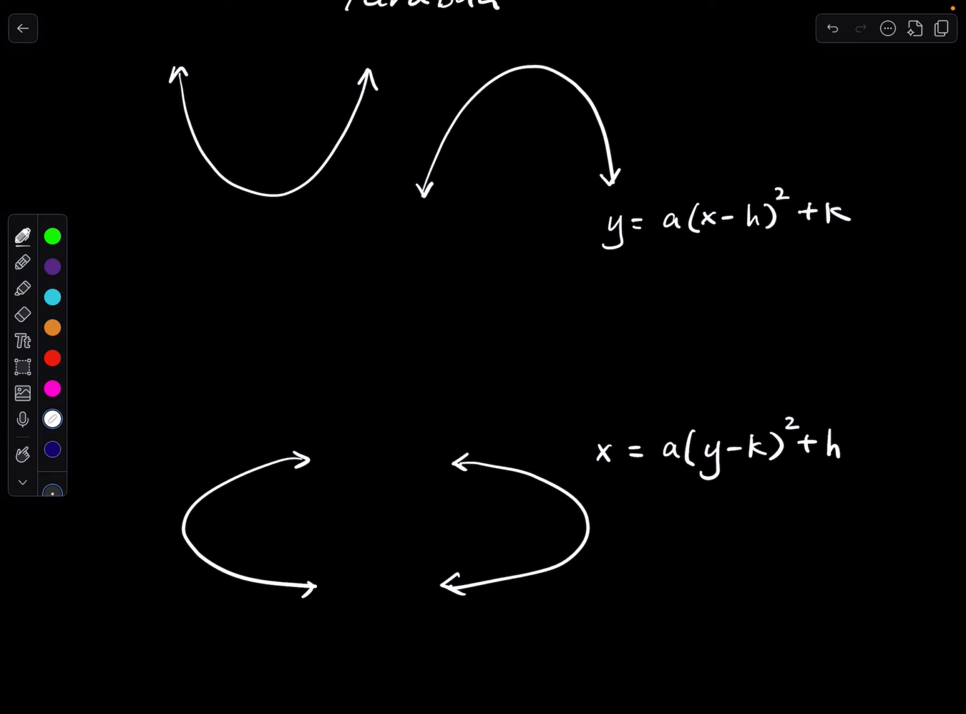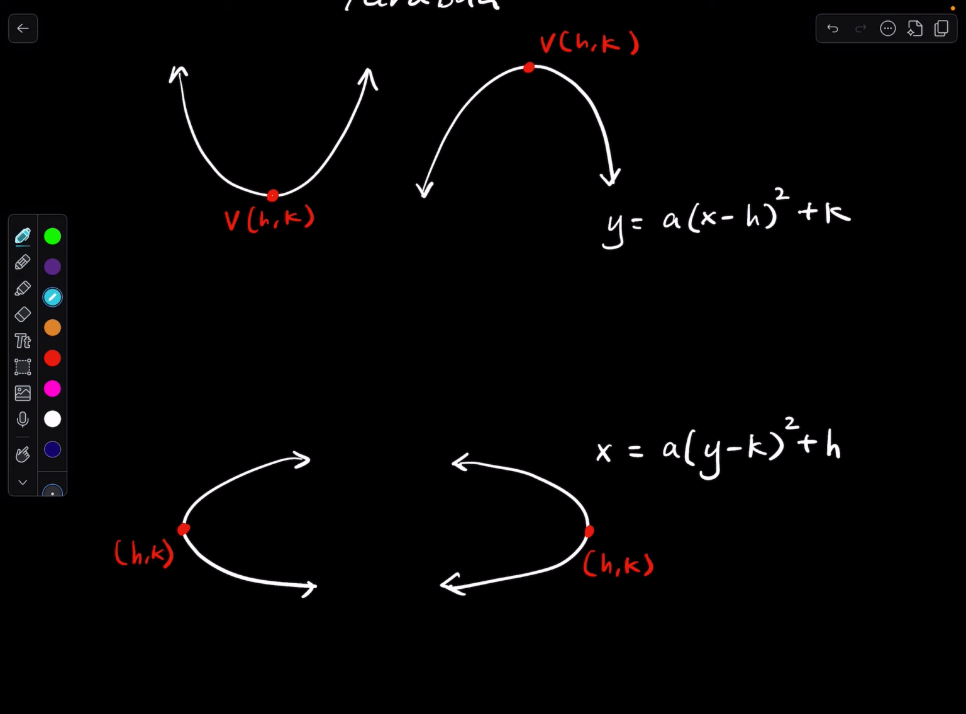For these two graphs, they all have what we call a vertex. The vertex is the red dot right here. It is the lowest point, highest point, rightmost point, or leftmost point. Those vertices are called (h, k). These are all (h, k) right here. No matter which way it points, it is going to be h first and k next.